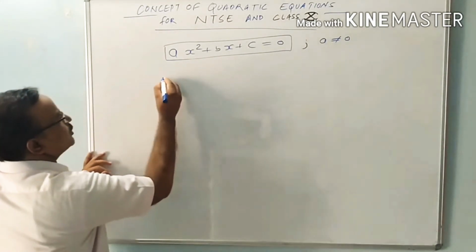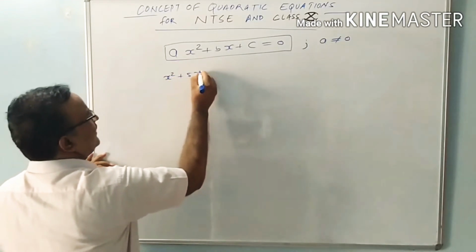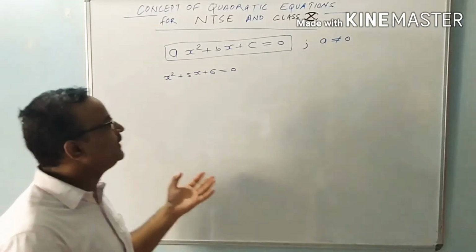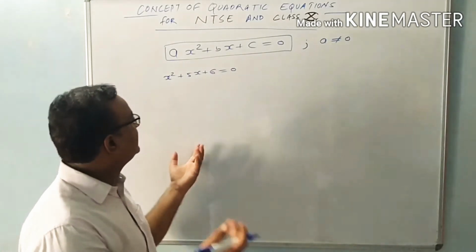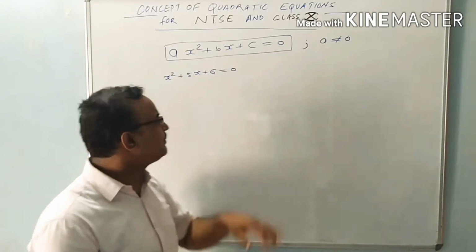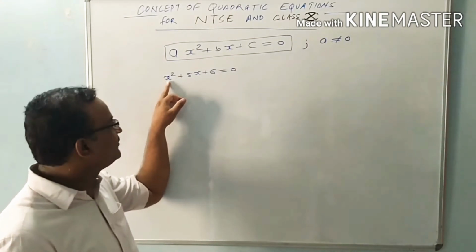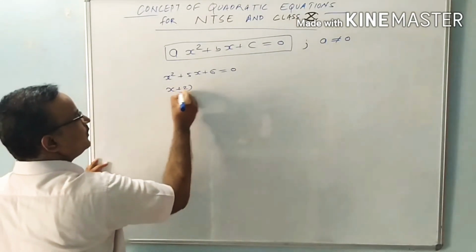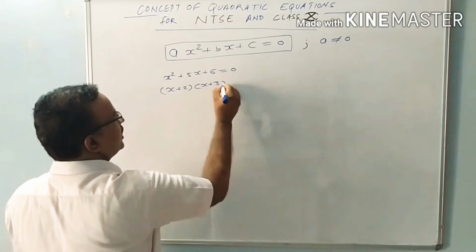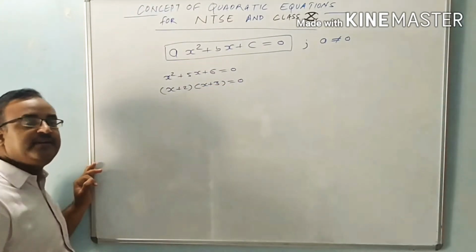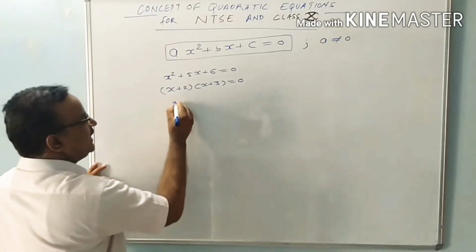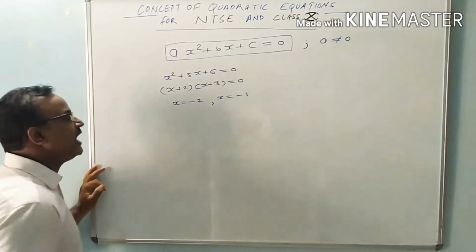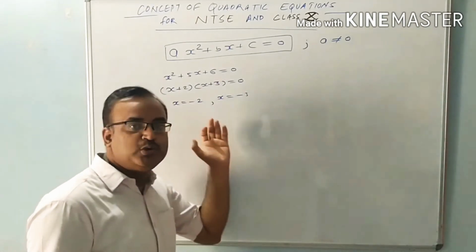So factorization. Suppose x square plus 5x plus 6 is equal to 0 is given. We can apply the middle term split method and find the value of x. We know the highest power of x is 2, that's why the number of zeros is 2 only. So we'll write it as (x plus 2) into (x plus 3) is equal to 0. When we equate it, we get x is equal to minus 2 and x is equal to minus 3. That means zeros are x is equal to minus 2 and x is equal to minus 3.